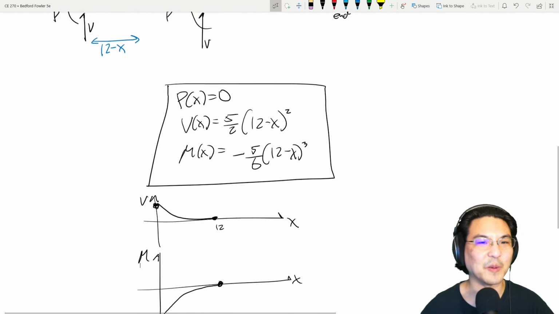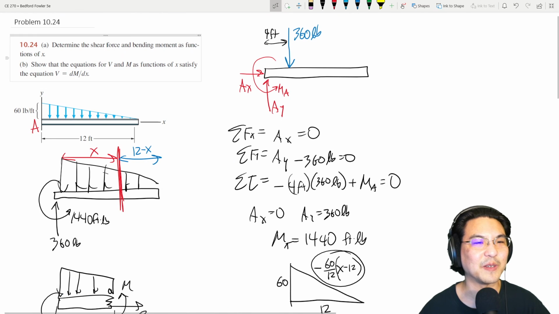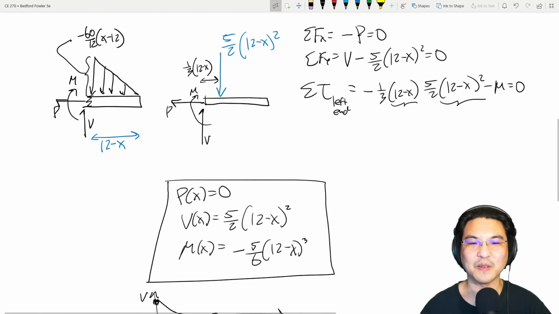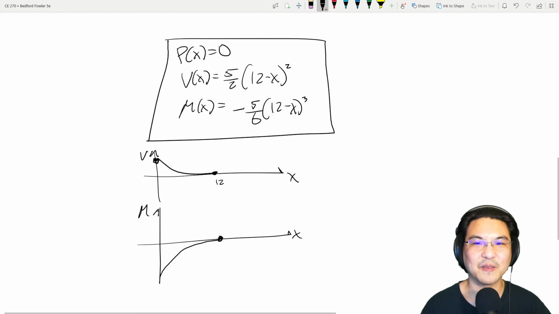Oh, and then there was another part to the question, right? Show that the equations for V and M satisfy V equals dM/dx. Okay. Where is the... Okay, here we go. So we're trying to prove that this is true.